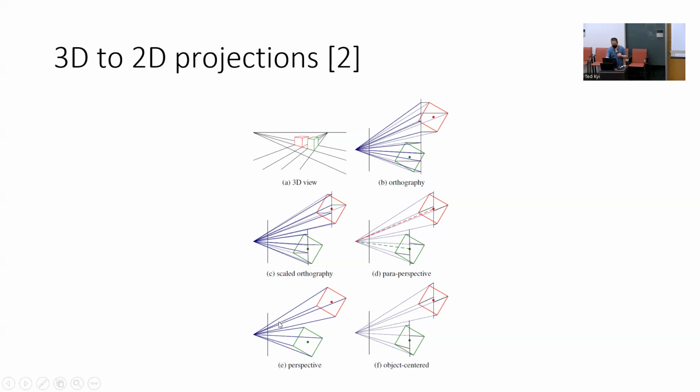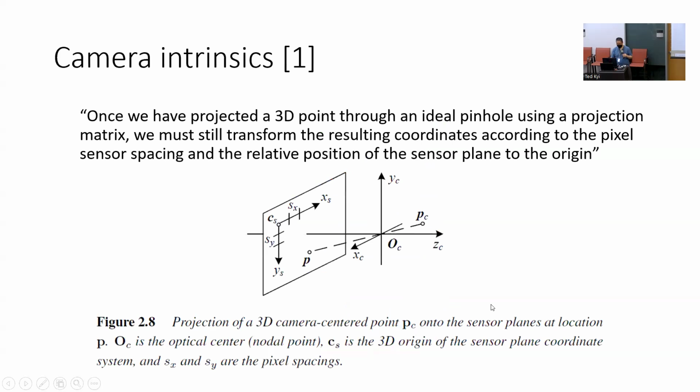So that's what these different projection techniques are. And the book doesn't say it, but my impression was that these other methods are faster than doing the full perspective thing. Yeah.